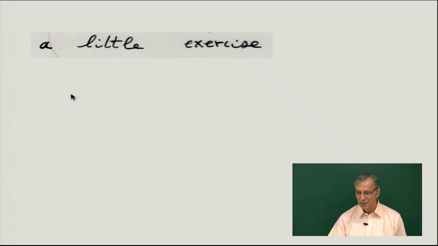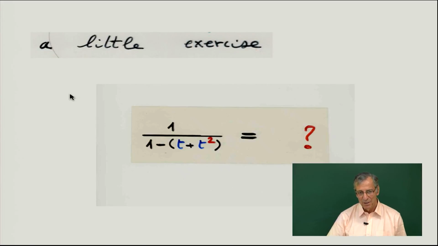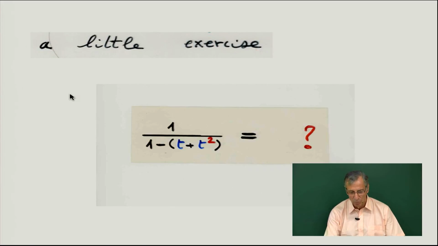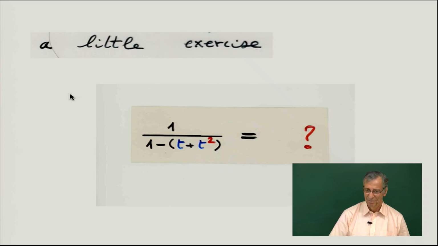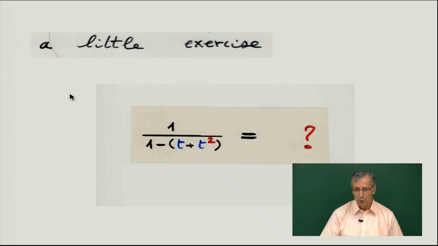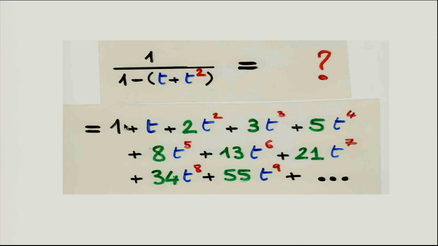So a little exercise. What is 1 over 1 minus (t plus t^2)? Let t plus t^2 equal u. So it's 1 plus u plus u^2 plus u^3 plus u^4, etc., and you replace u by t plus t^2. And you get 1, 1, 2, 3, 5, 8, 13, 21, which is a famous sequence. This is the brother sequence: Catalan and Fibonacci numbers appear everywhere.